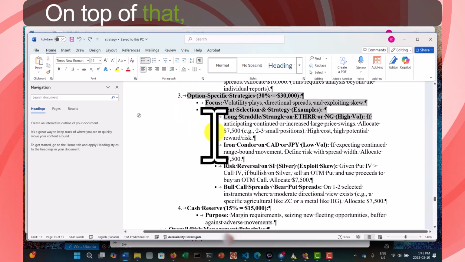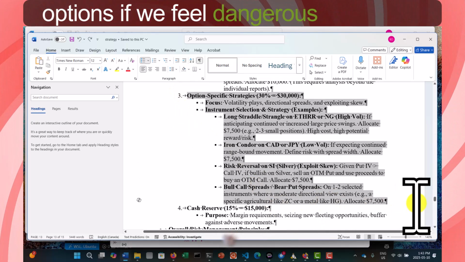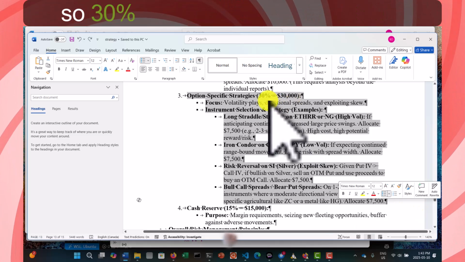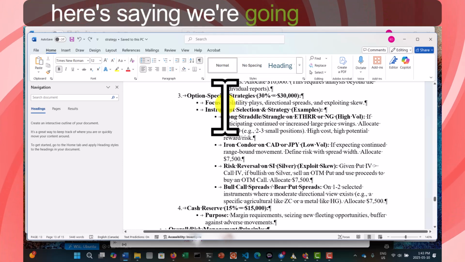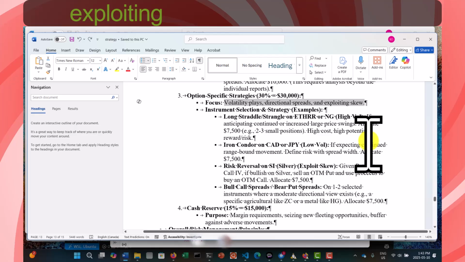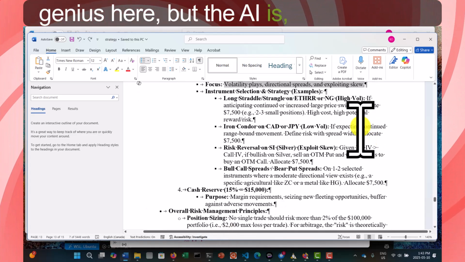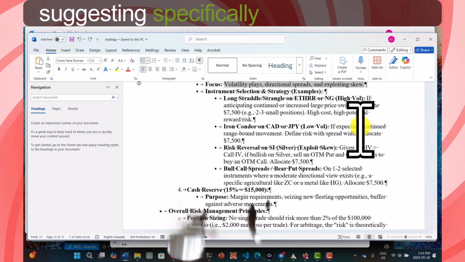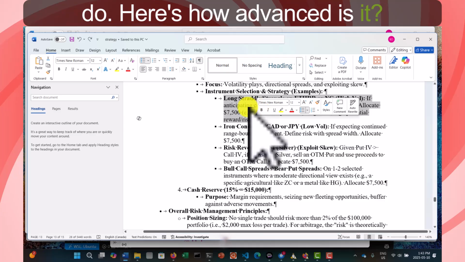On top of that, we go really specific on options if we feel dangerous at 30,000. So 30% of that 100K, obviously. So here it's saying we're going to focus on volatility plays, directional spreads, and exploiting the skew. Again, I'm no genius here, but the AI is. This is what it's suggesting specifically what you should do. Okay, this is how advanced this is.